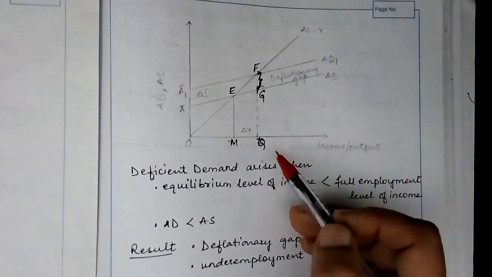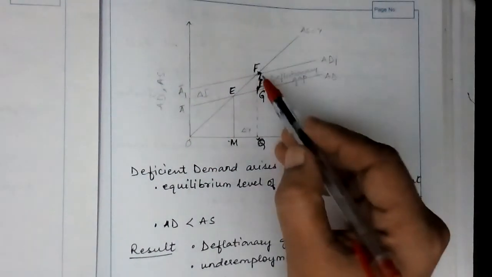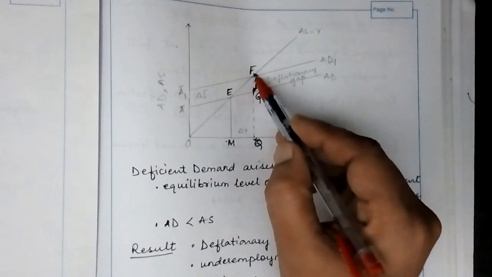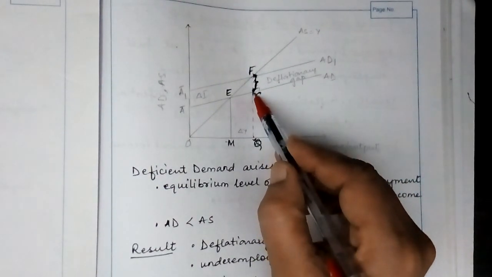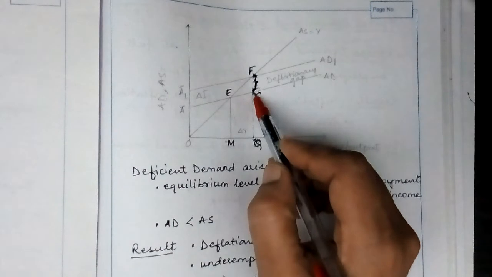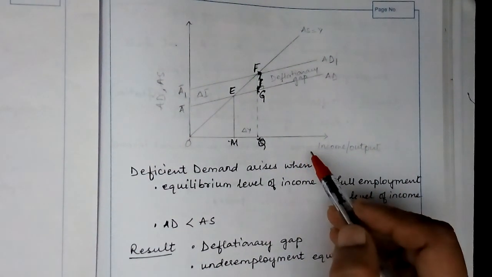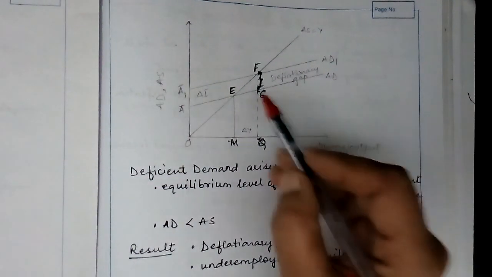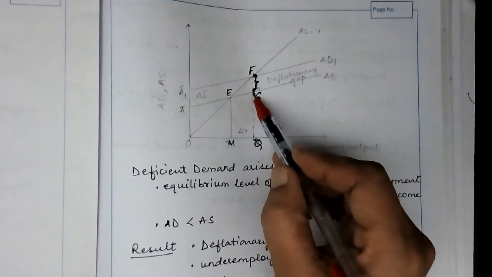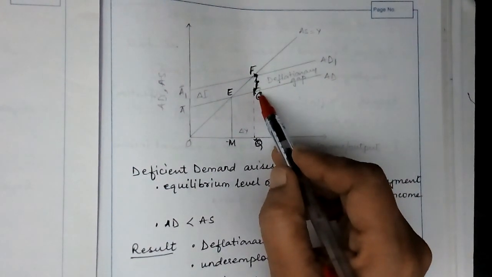So what is a deflationary gap? It is the amount by which the actual aggregate demand falls short of the level of aggregate demand required to establish the full employment equilibrium. To correct the situation of deficient demand, the aggregate demand must be increased by an amount equal to the deflationary gap, that is FG. So this will move the economy to full employment equilibrium at point F.